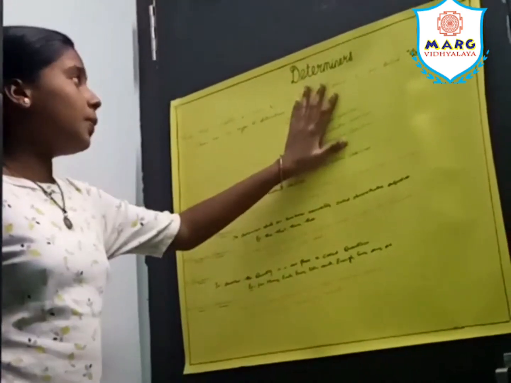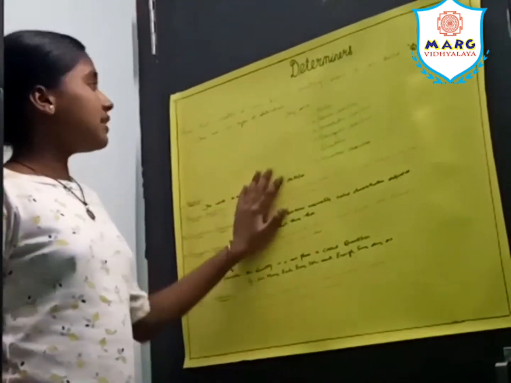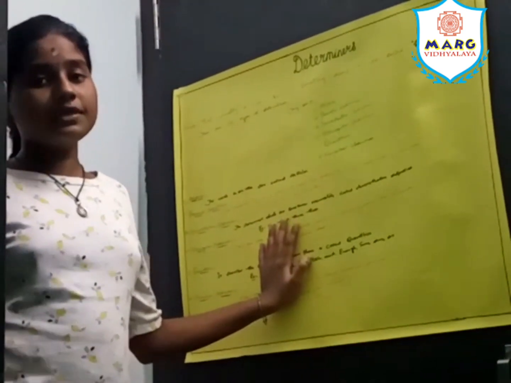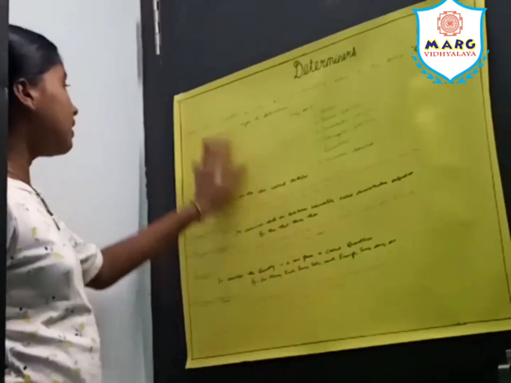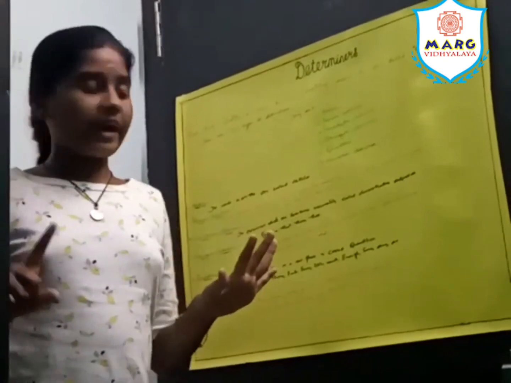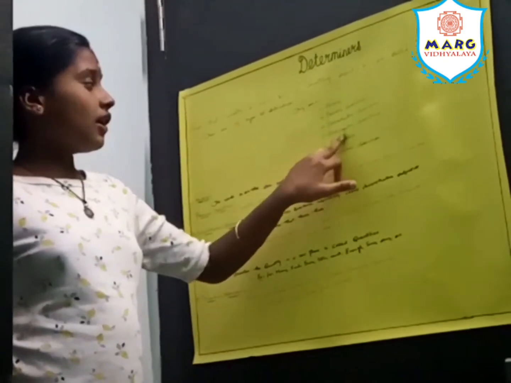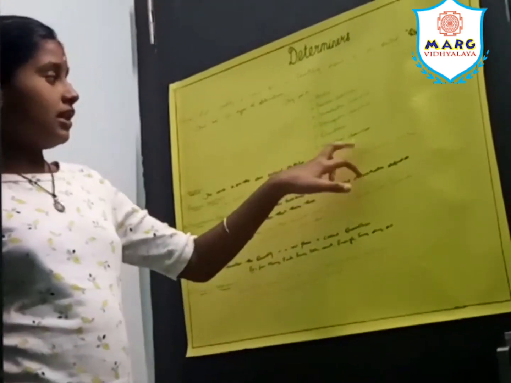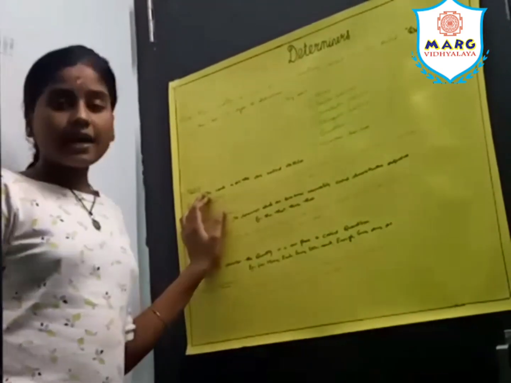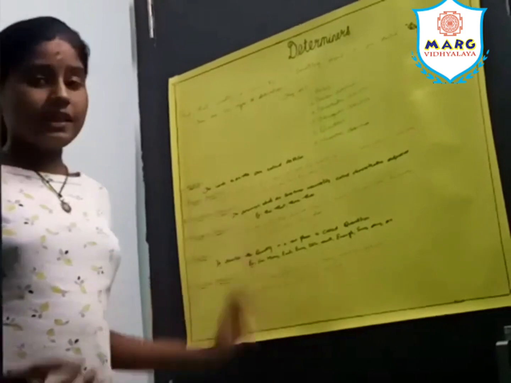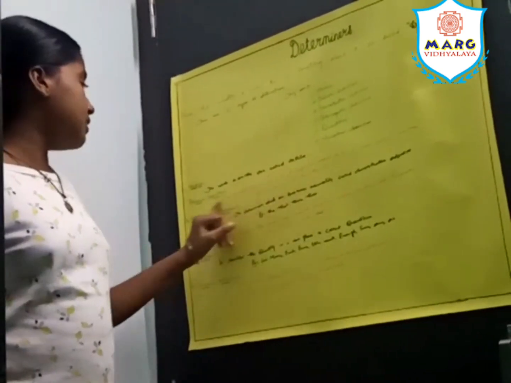Today my expo topic is determiners. Words that modify a noun and tell us something about it are called determiners. There are 6 types of determiners: article, possessive, demonstrative, interrogative, quantifiers, and numeral determiners. First, articles. A, an, and the are the articles.